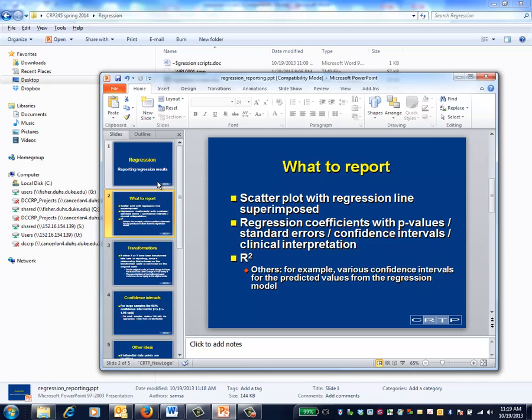This will help your reader visualize the strength of the relationship between the predictor and the outcome, and also reassure that reader that there weren't terrible violations of the model assumptions.